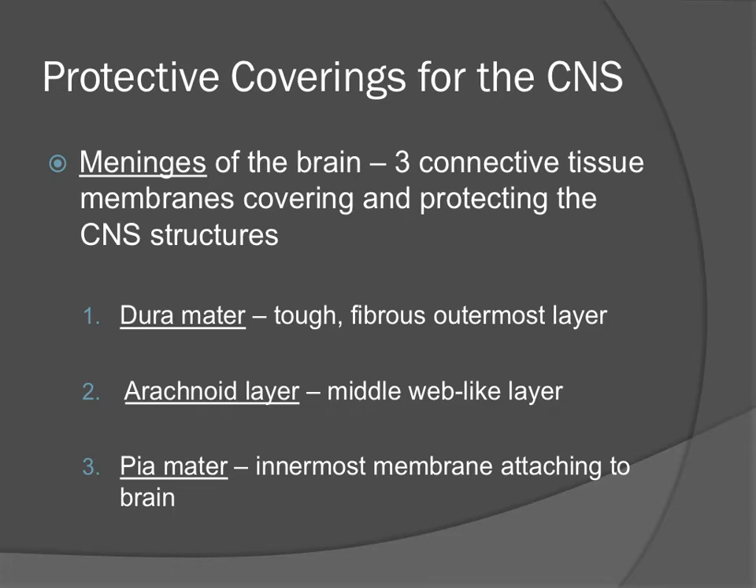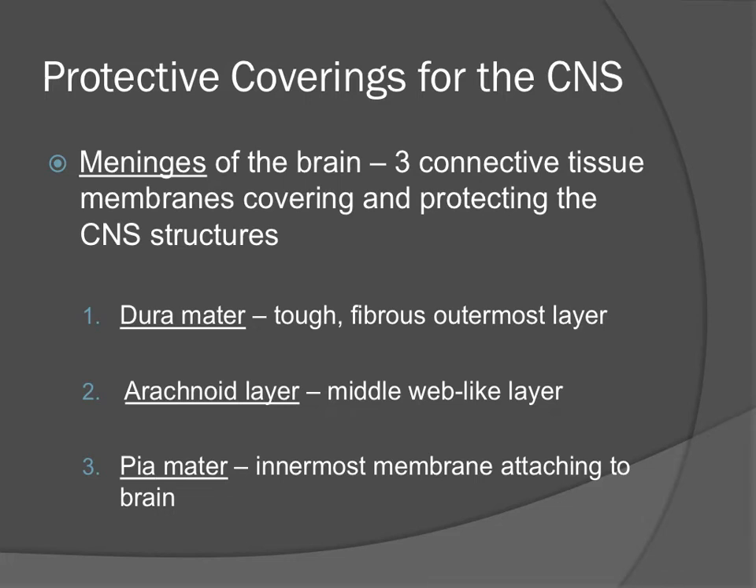Protective coverings of the central nervous system. The organs of the central nervous system, remember, are the brain and the spinal cord, and these are covered by 3 connective tissue layers called the meninges. These are the structures involved in meningitis, which is an inflammation of the meninges, a severe inflammation of the brain. And we have the dura mater, the tough, fibrous outermost layer. This can restrict movement of the brain.